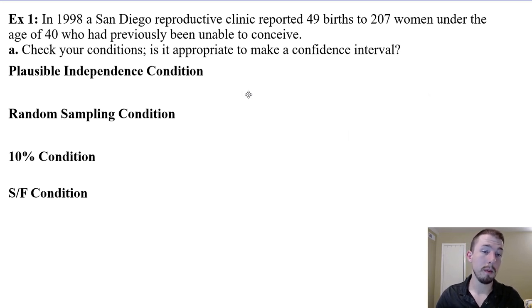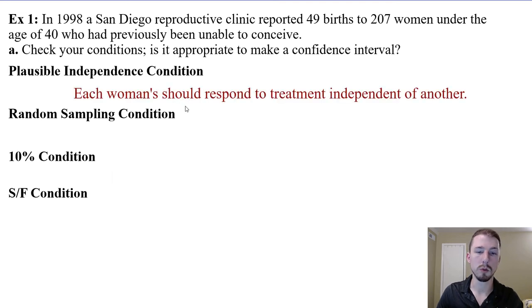All right, so plausible independence. The question we have is, are these women related? If one woman has success, is that making another woman more likely to have success? Well, as long as they're not related to each other, like if you had twins, then you would expect them to have similar medical factors. And so if one of the twins was successful, then maybe the other one would be more likely to be successful as well. But it is plausible to believe that each woman should respond to the treatment independent of another woman. So we should be okay with that one.